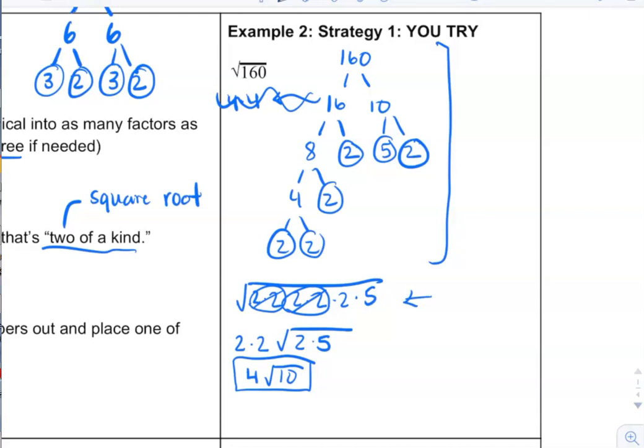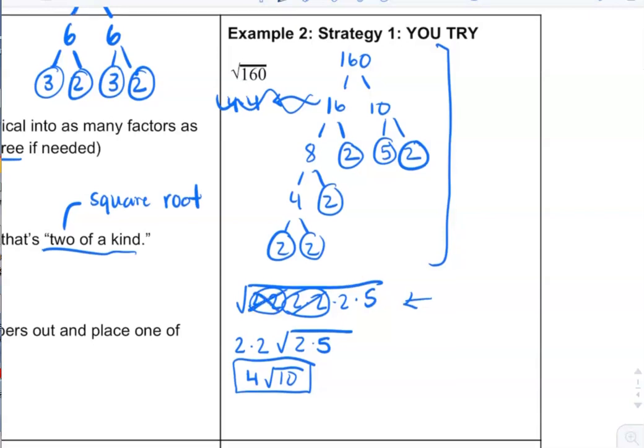When you find your pairs, you cross one out, write one to this side, you cross another one out, write one to this side, and then you're left with 2 and 5 inside your radical. And then just to simplify that, multiply together what's outside your radical and what's inside. All right, so 4 root 10 is your answer.